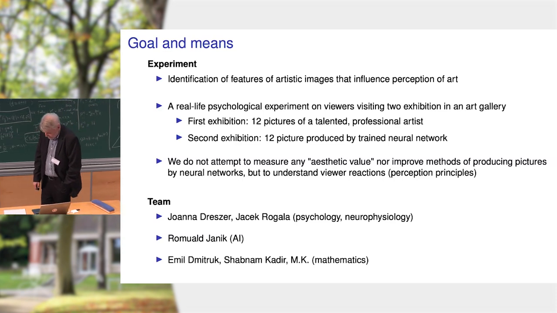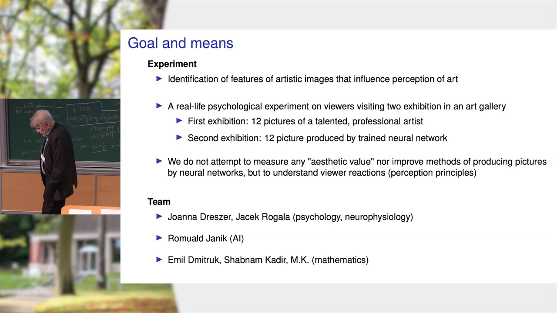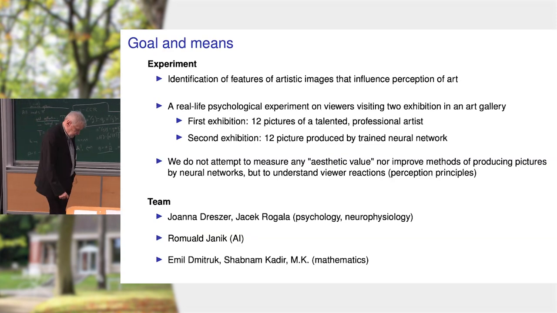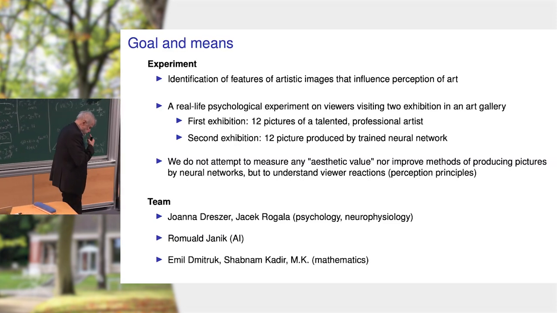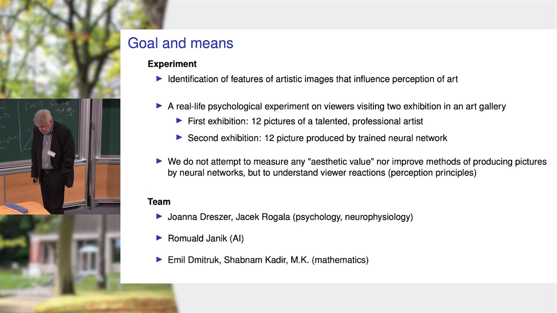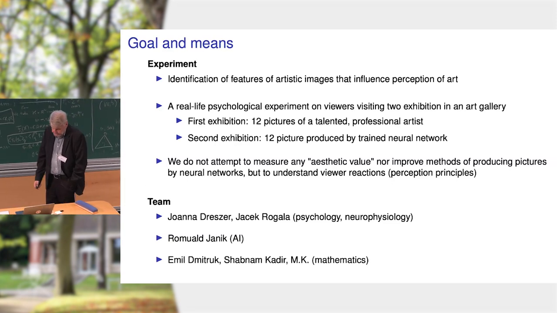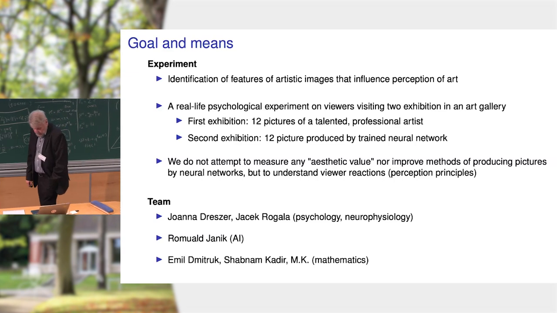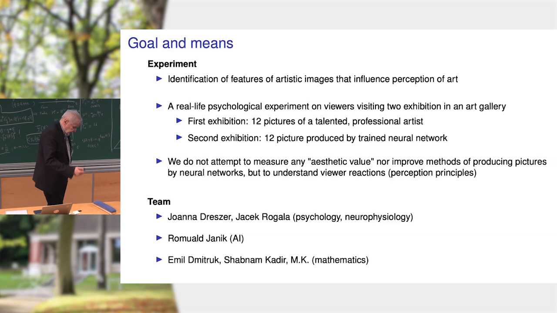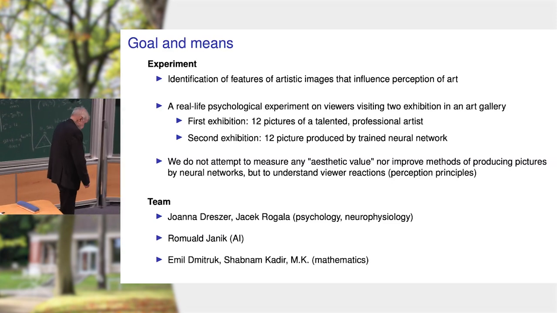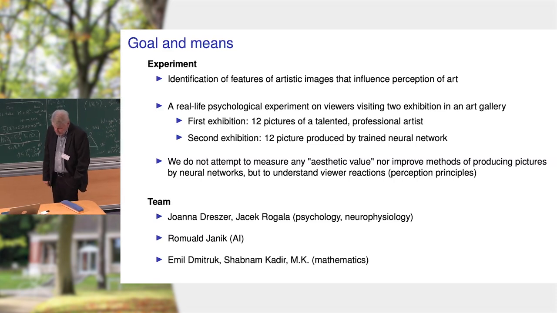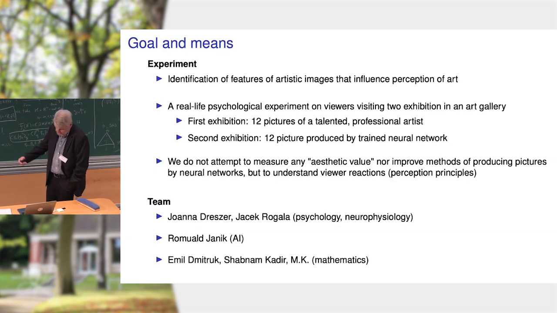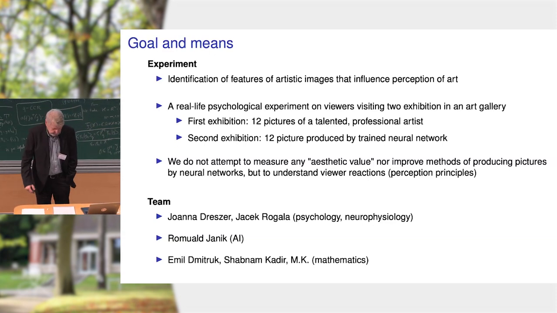The first exhibition exhibited 12 abstract pictures, which you will see immediately, produced by a professional artist. The second exhibition was very similar, two or three weeks later, I don't remember, in the same gallery, in which we showed 12 pictures produced by a neural network, in a sense.